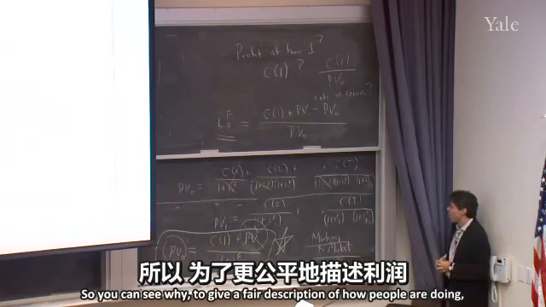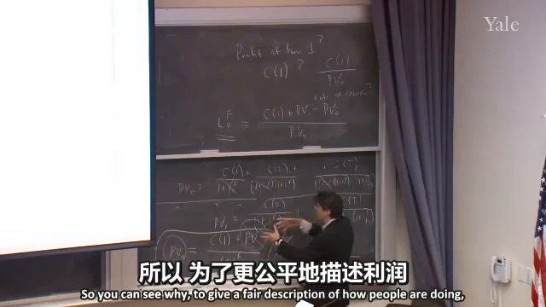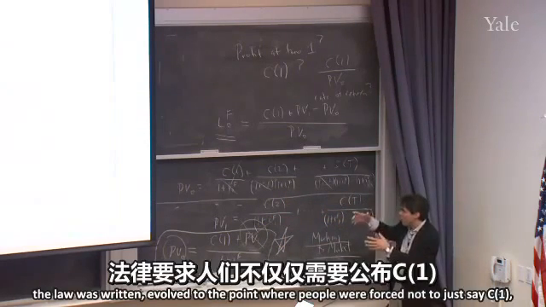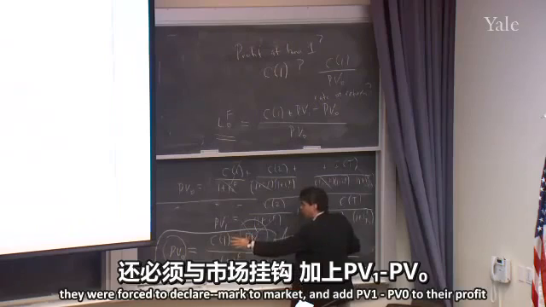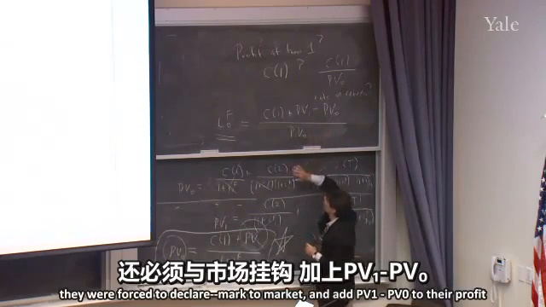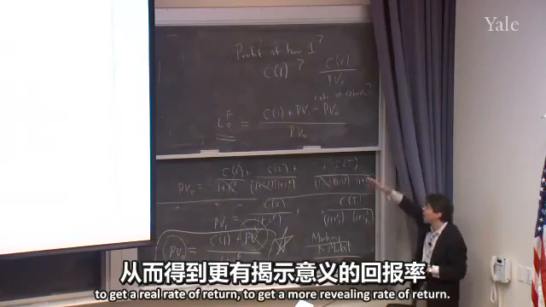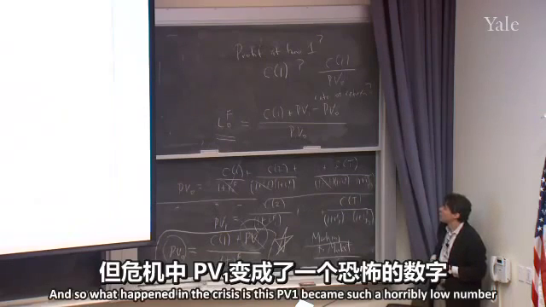So you can see why, to give a fair description of how people are doing, the law evolved to the point where people were forced not to just say C of 1. They were forced to declare mark to market and add PV1 minus PV0 to their profit to get a real, more revealing rate of return.